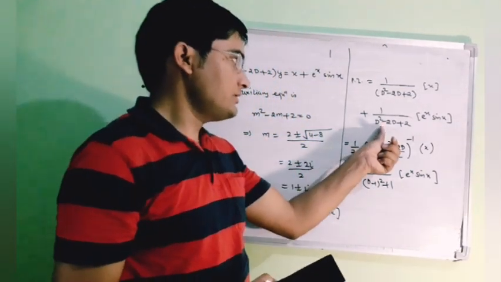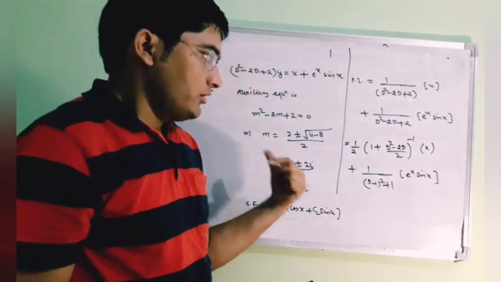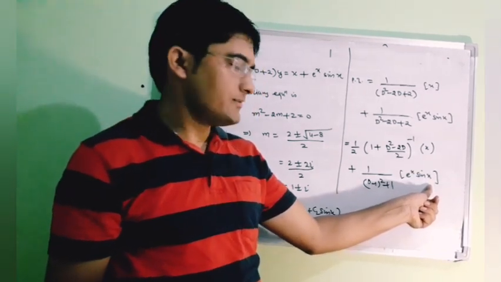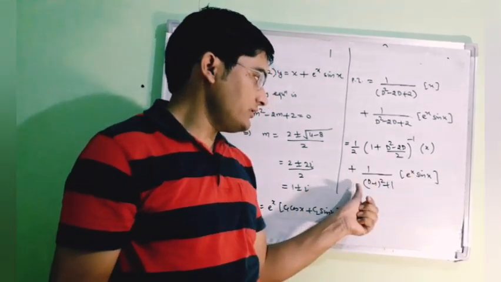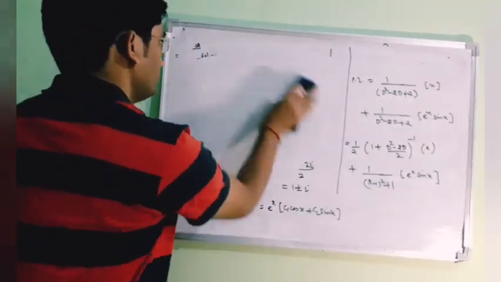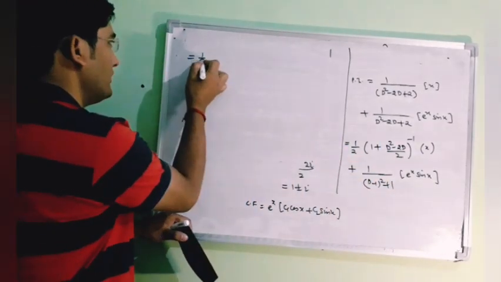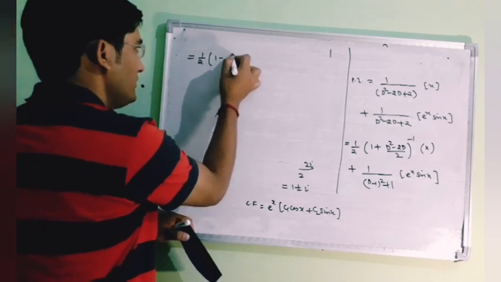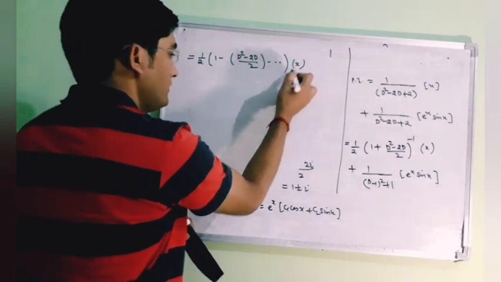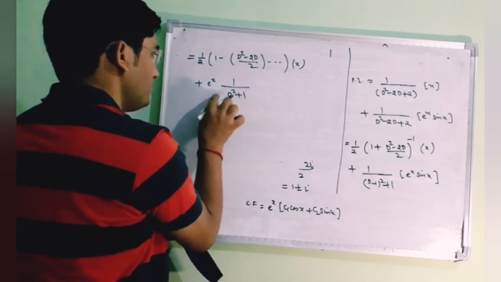We can also write D square minus 2D plus 2 as (D minus 1) whole square plus 1. Now here it is of the type e power x into some function of x. Now if you take e power x outside, then our D will be replaced by D plus a. For the first part, let us open this term with the help of the binomial expansion. Then we will have this term and the higher terms. And here, if you take e power x common, then in the bracket we will have 1 upon (D square plus 1) of sin x.